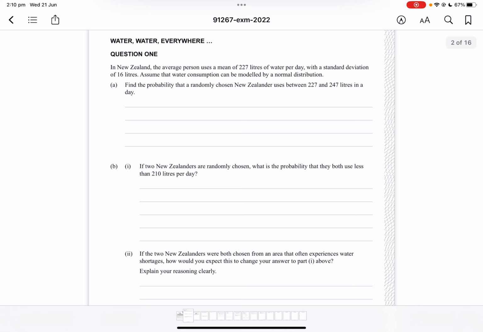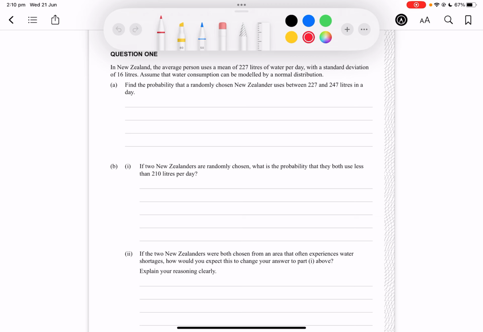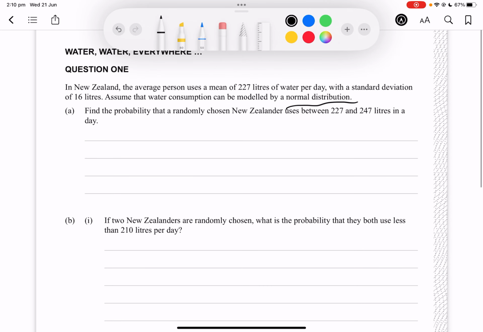So we're going to look at the first question, water everywhere. In New Zealand, the average person uses a mean of 227 liters of water per day. There's a standard deviation of 16 liters. Assume that the water consumption can be modeled by a normal distribution. Find the probability that a randomly chosen New Zealander uses between 227 and 247 liters in a day.